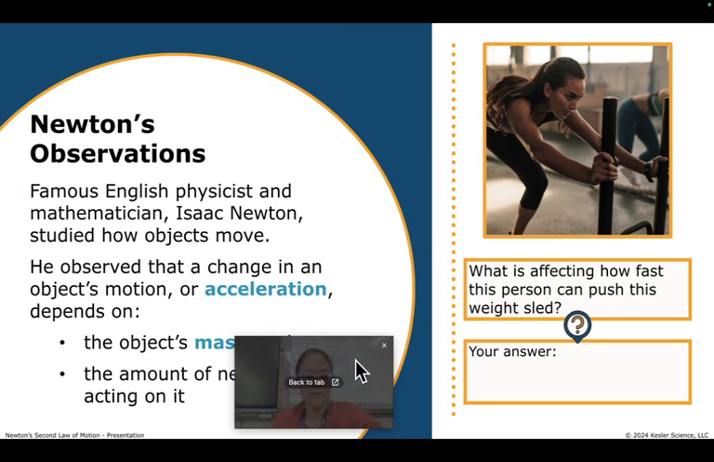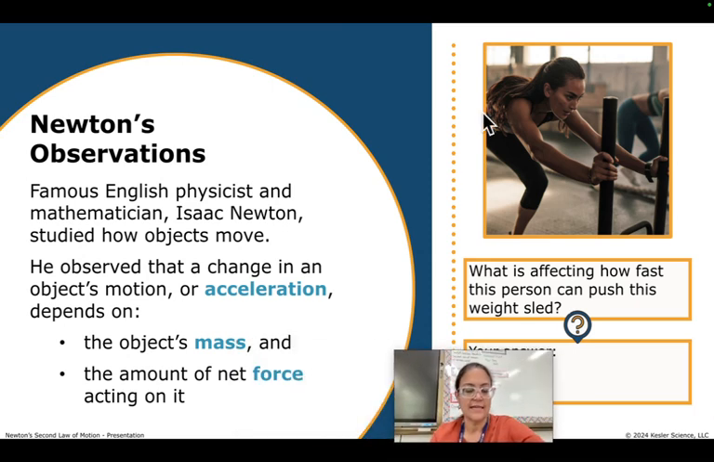Okay, so Newton's observations when it came to these things. So obviously the famous English physicist and mathematician Isaac Newton, we've talked about him before, studied how objects move. So he observed that a change in an object's motion, or acceleration, depends on the object's mass and the amount of net force acting on it. So remember, the mass is the amount of matter that is inside something. And if it has more mass, it needs more force to be able to move. So it depends on the mass and the force.